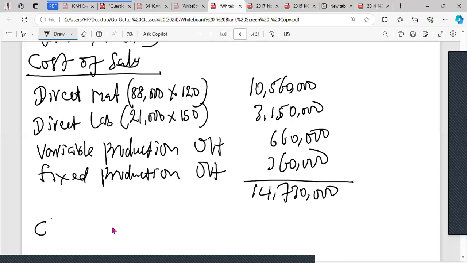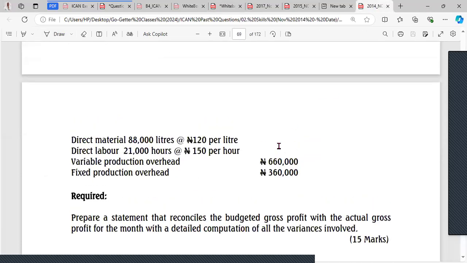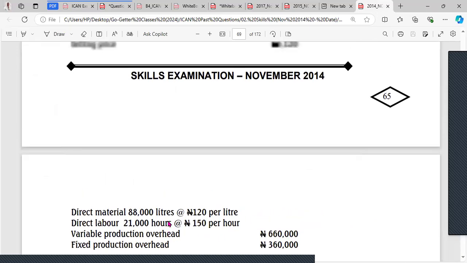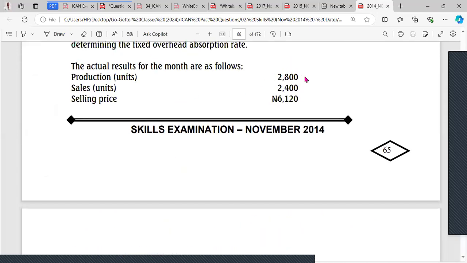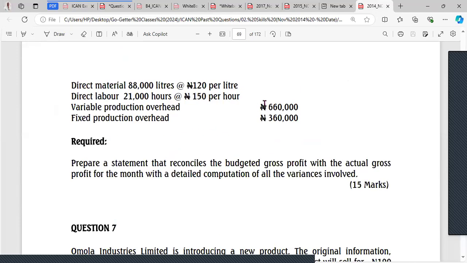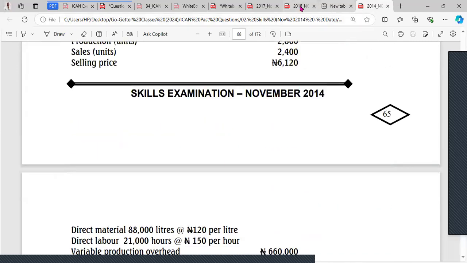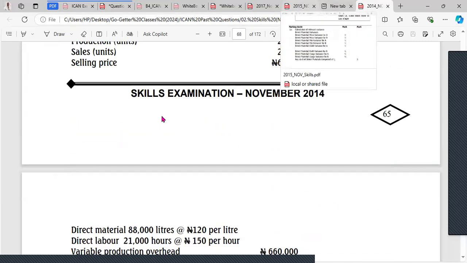Now, this is closing stock. If we notice here that all of these things we did in production, we are told actual production was 2.8, right? But our sales was 2.4, meaning that everything we produced, we didn't sell. So we are going to remove that 400 we didn't sell.